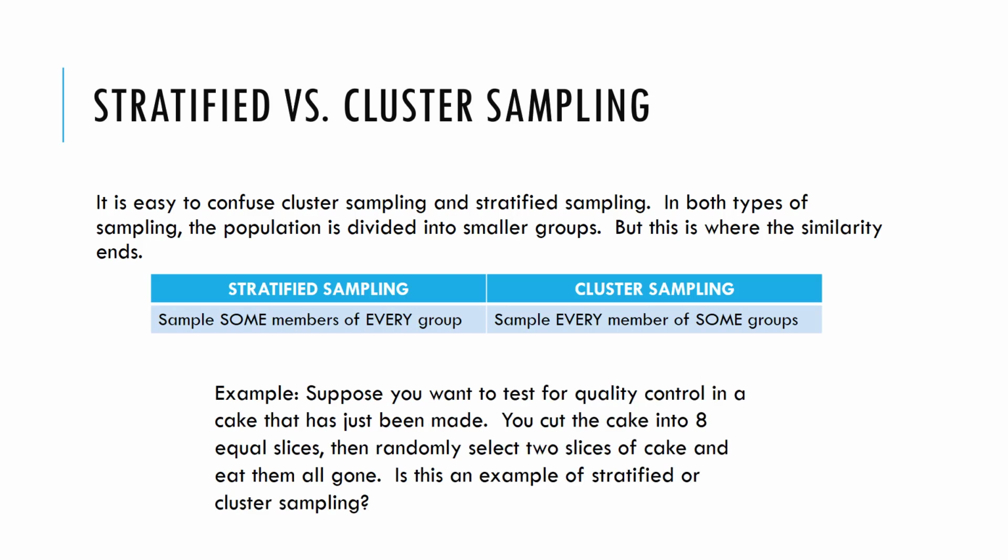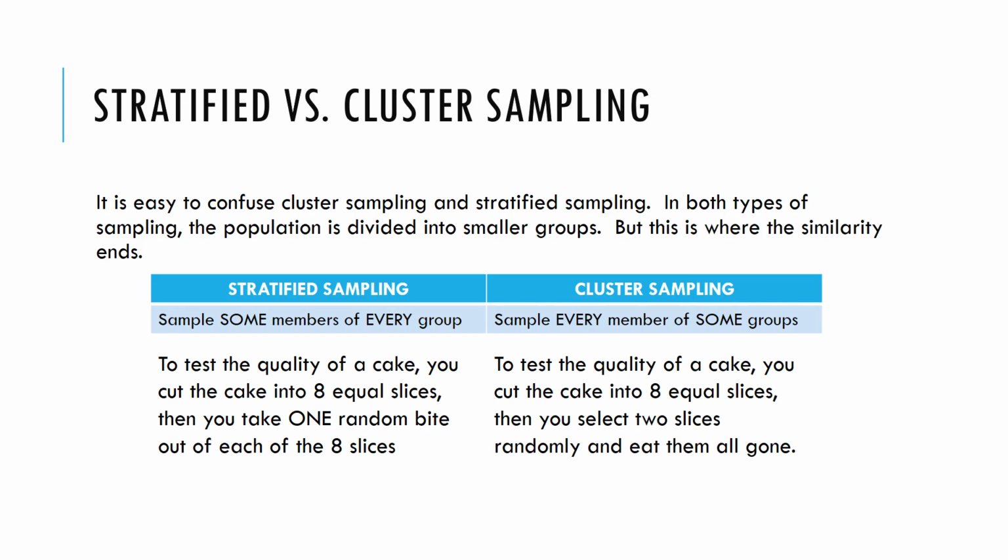Let's look at another example. Again, we have a cake that has been cut into 8 slices. We randomly select 2 slices of this cake and eat them in their entirety. Is this an example of stratified or cluster sampling? The answer is cluster sampling.